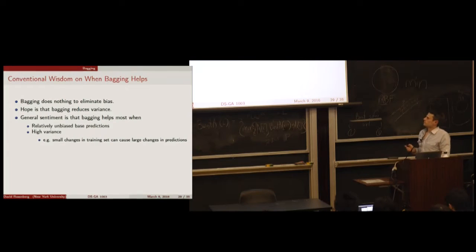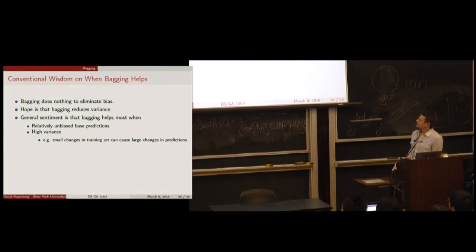So bagging helps most when we have relatively unbiased base predictions. So something like a tree, which is unbiased. Linear regression would be very biased. And high variance. When things are high variance, they have a lot of variability. That stands to be helped the most by bagging, which reduces the variability.